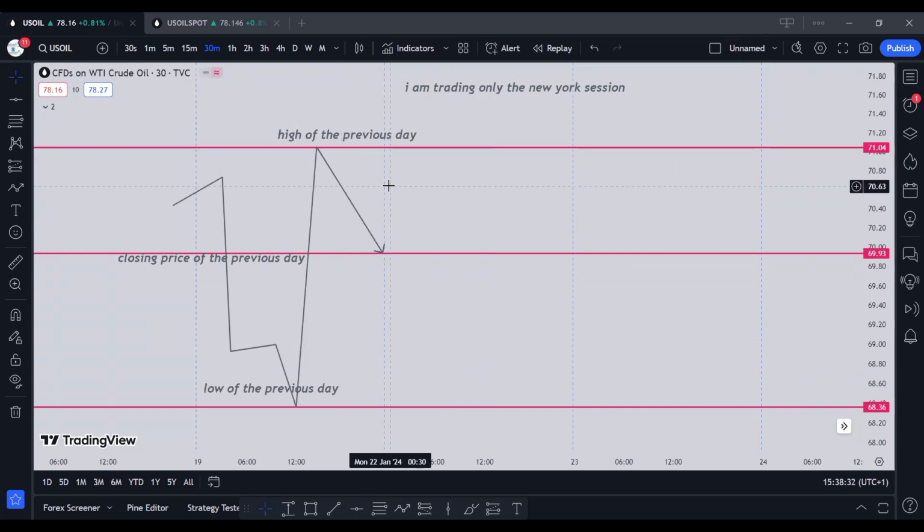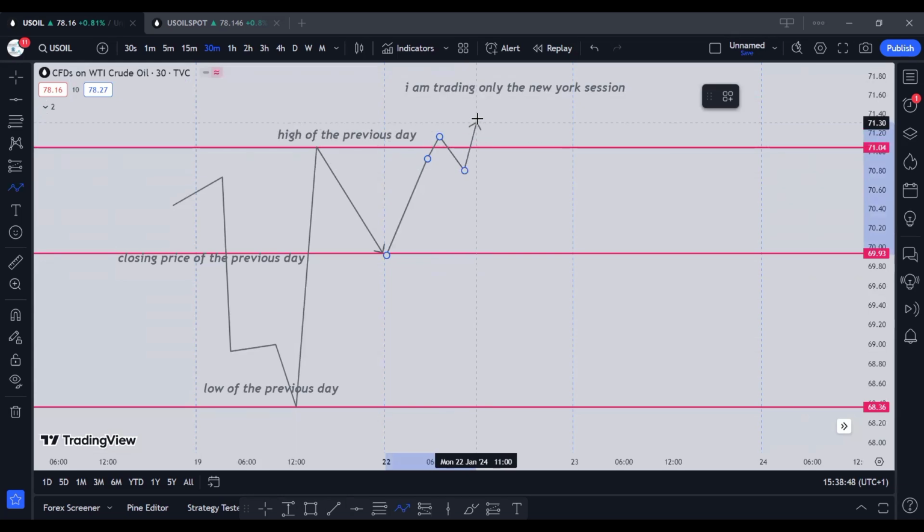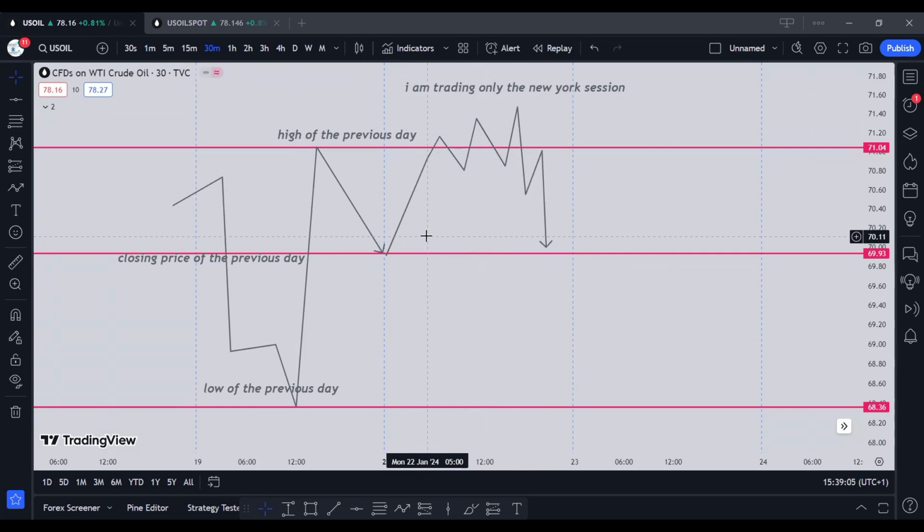These three things are constant: high of the previous day, low of the previous day, and closing price. These are the three things I use when I'm working on the market. Now, when I come to the session, I want to see three pushes: push one, push two, push three to the high of the previous day. Break of structure, pump, and dump. This is what I want to see. That's part one of what I want to see.